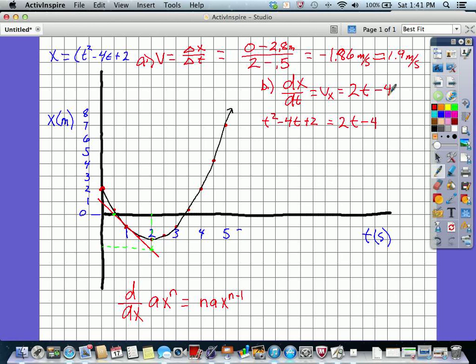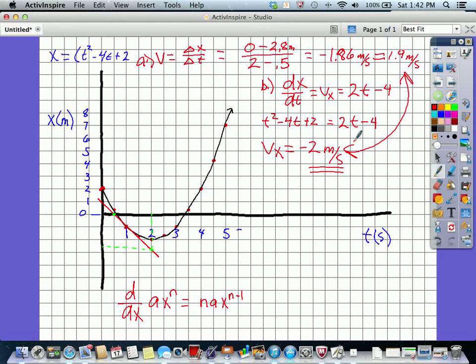Now if we evaluate that at 1 second, we end up with 2 minus 4, and when we do all that, we get our velocity as minus 2 meters per second. And we can see it's pretty close. I eyeballed it and came fairly close, but it wasn't perfect, and this takes a whole lot less time. When we're looking for an instant in time, which this is asking us, we take the derivative.